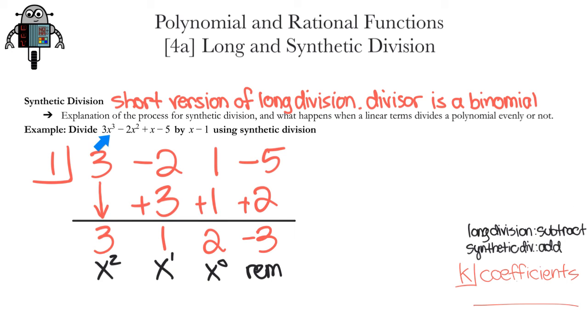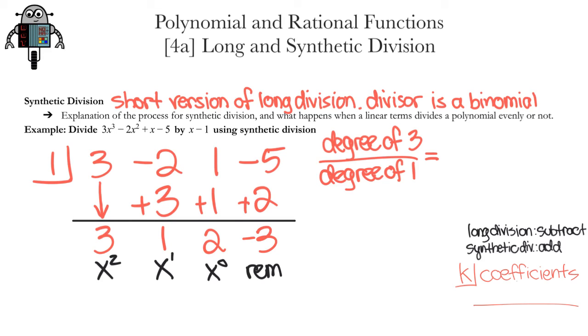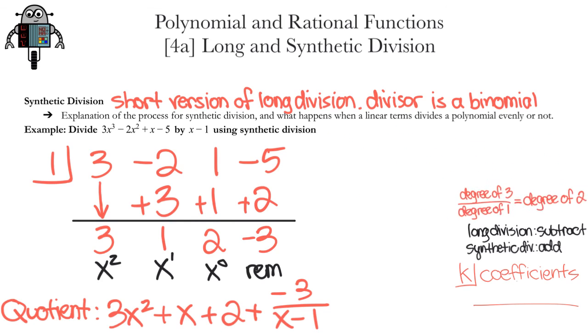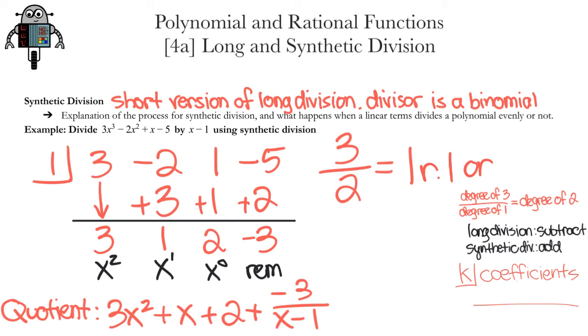Notice that we divided a cubic function by a linear function, a function that has a degree of 3 by a function that has a degree of 1. Therefore, the quotient should have a degree of 2. 3 minus 1 is 2. Specifically, the quotient is 3x squared plus x plus 2. The remainder is negative 3, so we write the remainder over the divisor. We do the same thing with numbers. 3 divided by 2 is 1, and the remainder is 1. So we could write 3 divided by 2 as 1 and 1/2.